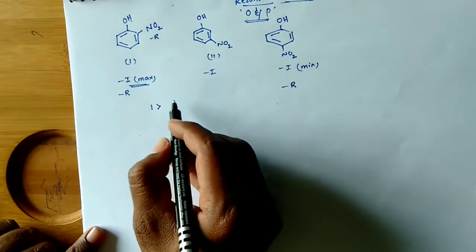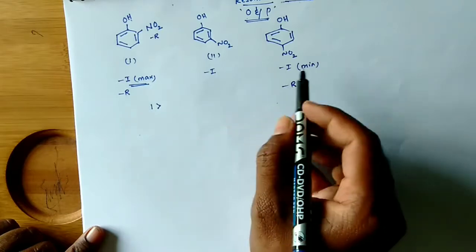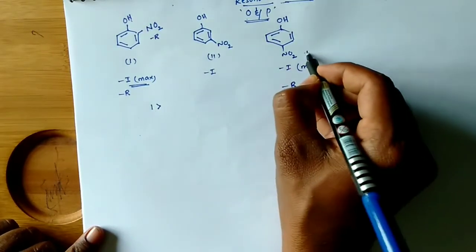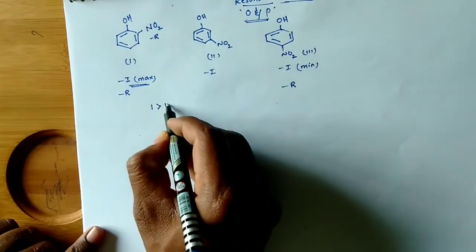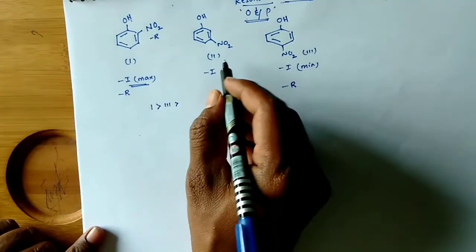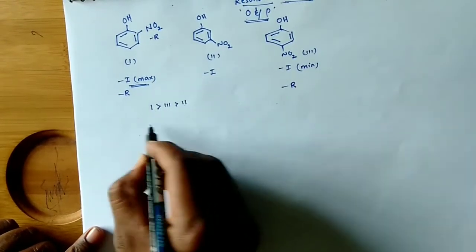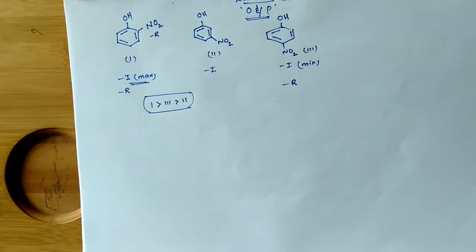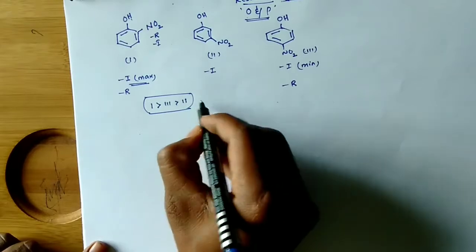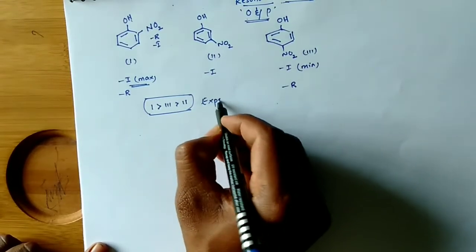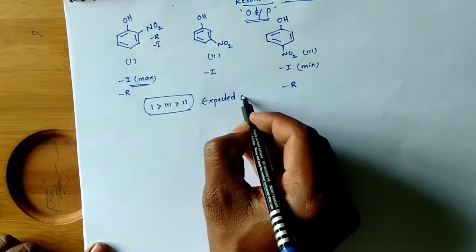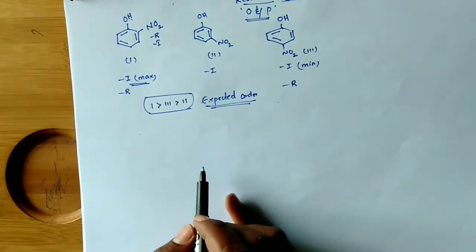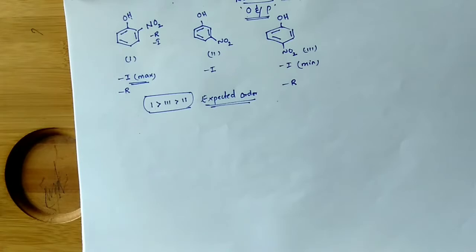After that, the para substituted, third species, para substituted is more acidic than meta substituted. This is the acidic strength order. Okay, this is the expected order, order of acidic strength, but the actual order is not like this. Okay, why? What is the reason here?